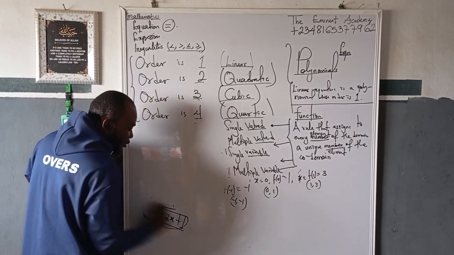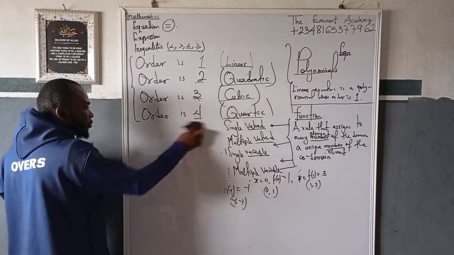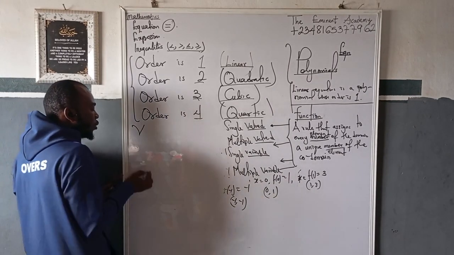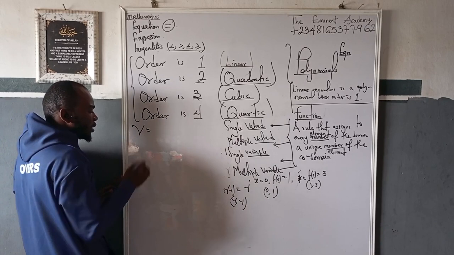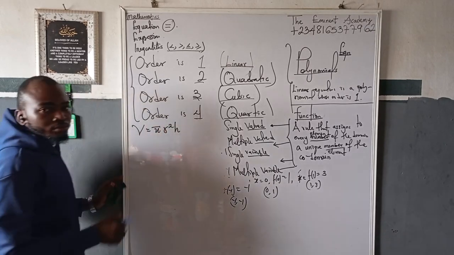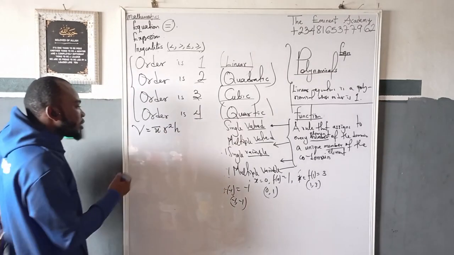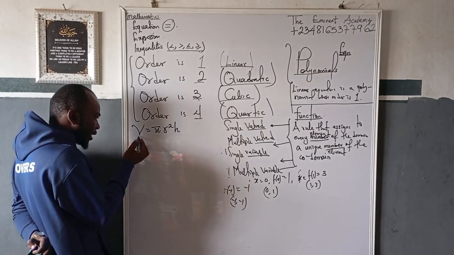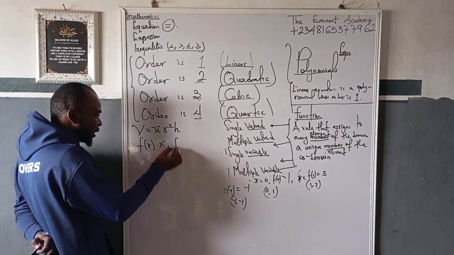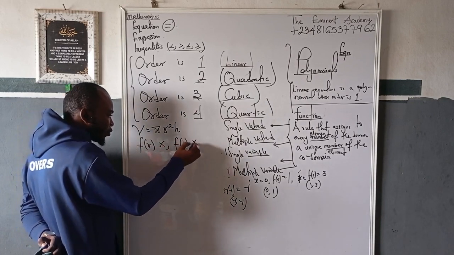An example of such a function is the volume of a cylinder, which is equal to pi r squared h. Consider this function. I cannot say that this is f of r. That would be wrong. I can't say it is f of h. That will as well be wrong.